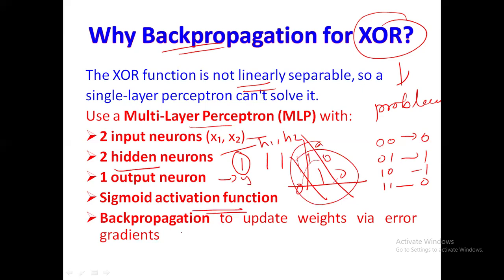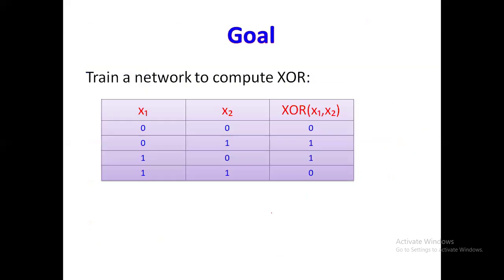The algorithm we are going to use to update the weights is the backpropagation algorithm via error gradients. The formulas we have seen, and this is the XOR gate. In the truth table, for two inputs x1 x2, for 0 0 the output is 0, and for 1 1 the output is 0. For these two cases, the output is 1.